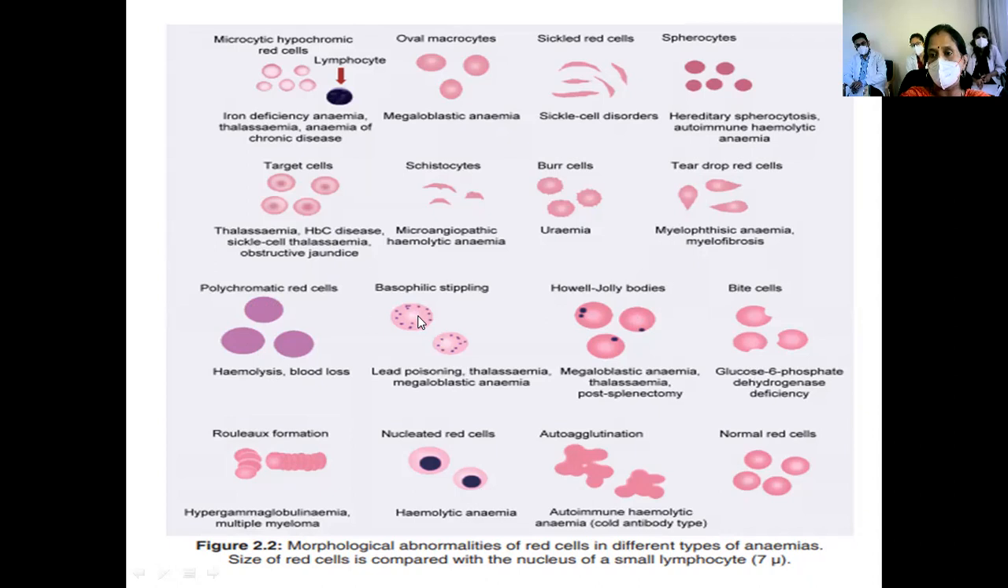Basophilic stippling is when the RBCs show a lot of bluish dots. This is especially seen in megaloblastic anemia, lead poisoning, thalassemia. There, the remnants of the nuclei... Howell-Jolly body is a nuclear remnant. So RNA and all that. That means something that the nucleus, when it is going out, has left.